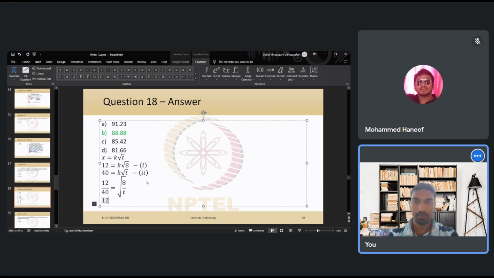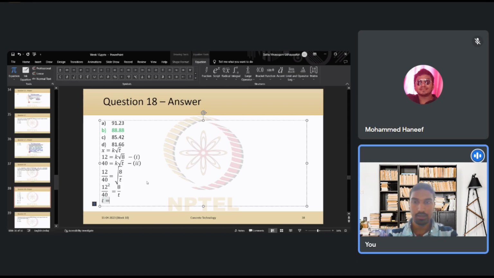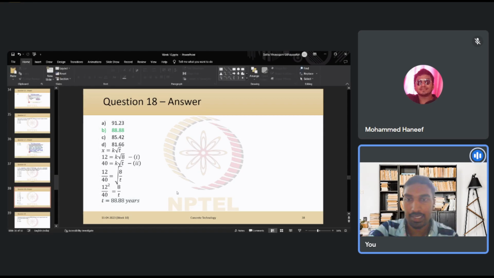So 12 by 40, the whole squared, not just 12 squared, is equal to 8 by t. From this, if you solve it, you'll find that t is 88.88, or 89 years. So that's how we find how long it takes for the clear cover to be totally carbonated. Okay, any questions?